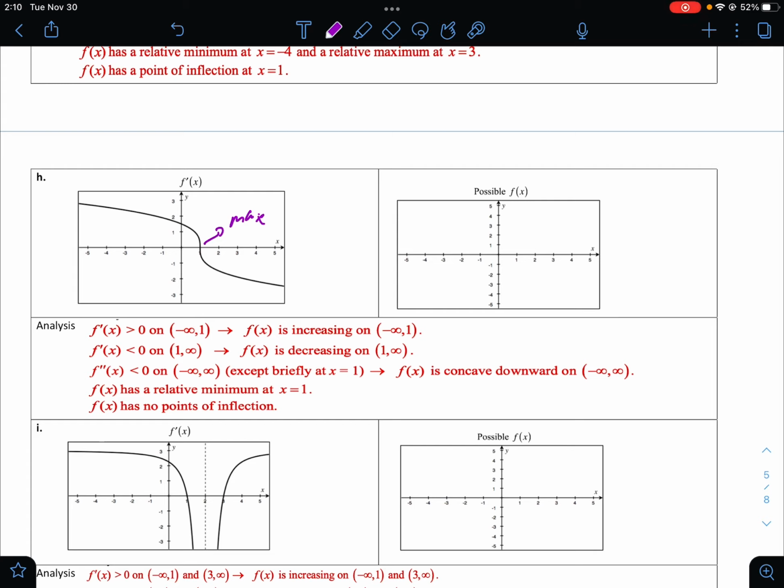So this is really just going to be probably an upside down parabola, or at least something like that, where we have our local max at 1. The whole graph is always concave down, except at 1.